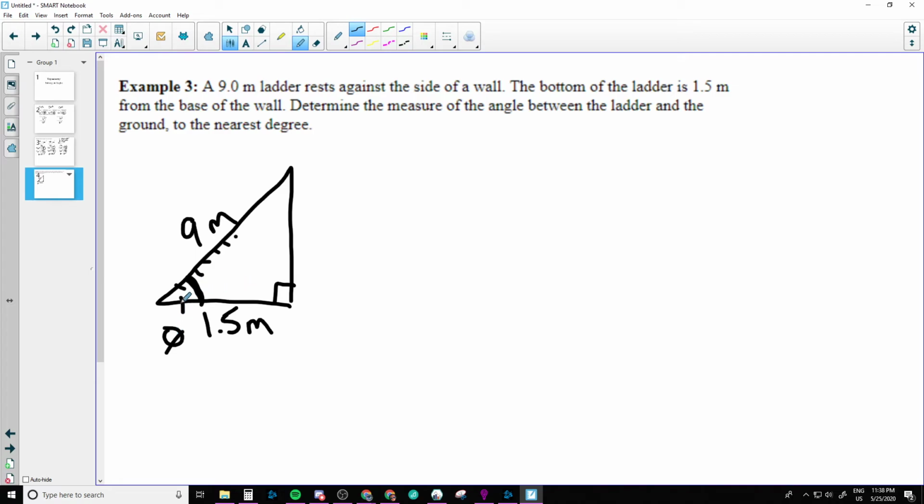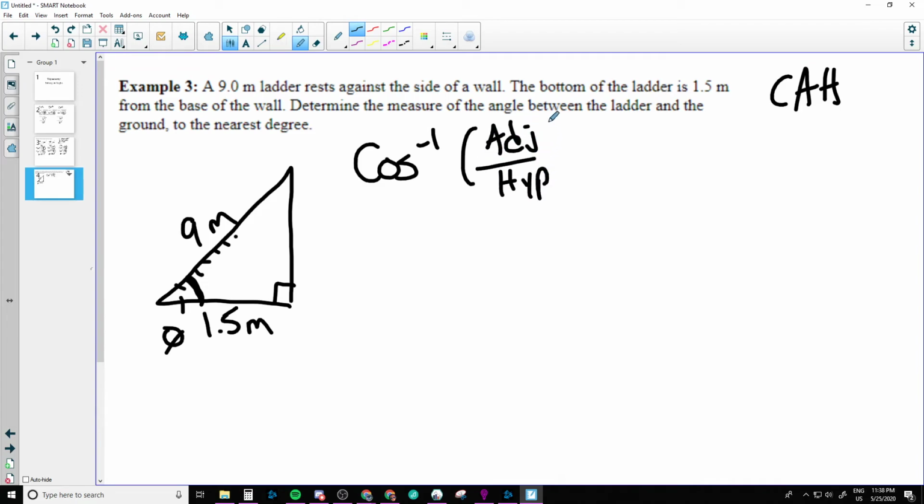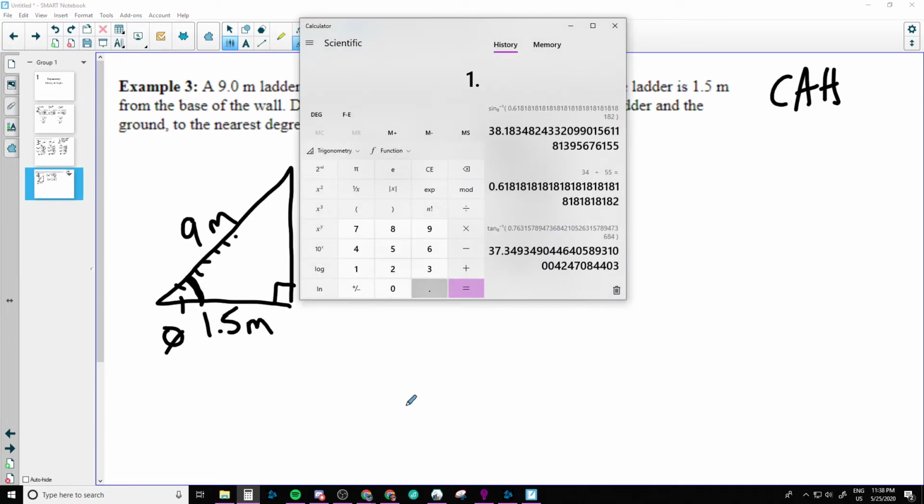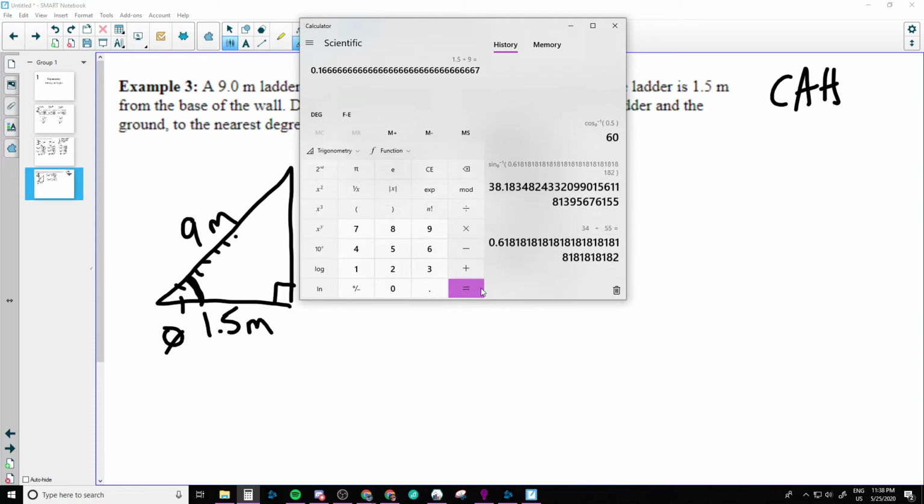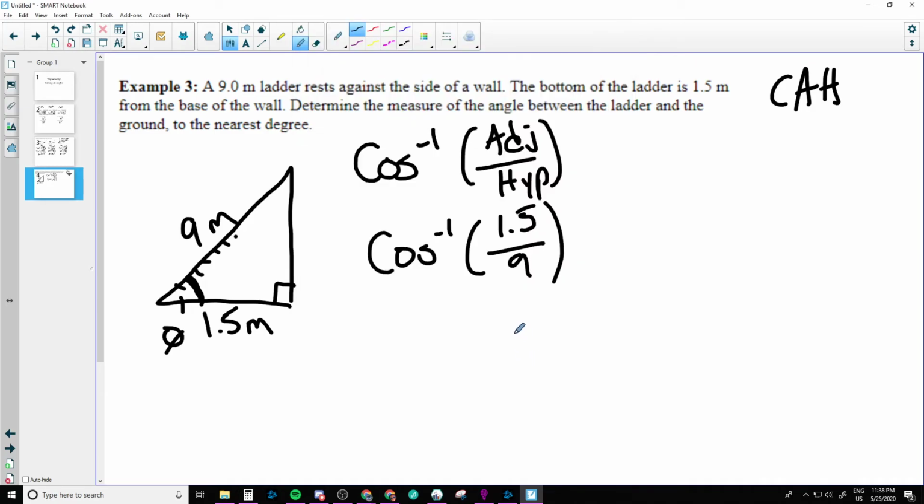So this is theta. We have the adjacent side and the hypotenuse. So that tells us this is a cosine question. Cosine is CAH, so adjacent over hypotenuse. So it's going to be the second function of cosine of 1.5 divided by 9. 1.5 divided by 9. And then we're doing cosine here, so second cos. That tells us that that angle is 80.4 degrees.